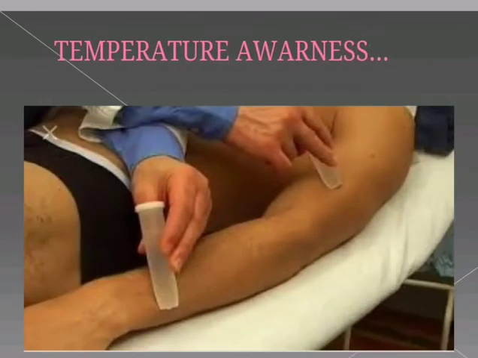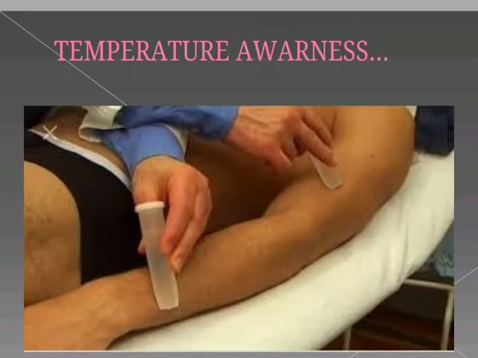Then we go for temperature awareness. This test determines the ability to distinguish between warm and cool stimuli. Two test tubes are required: one filled with warm water, the other with cold water. The temperature of warm water is 40 to 45 degrees Celsius, and of cold water 5 to 10 degrees Celsius. The distal end of the test tube should be placed in contact with the skin. The test tubes are randomly placed on the dermatome, and the patient says hot or cold after each stimulation.